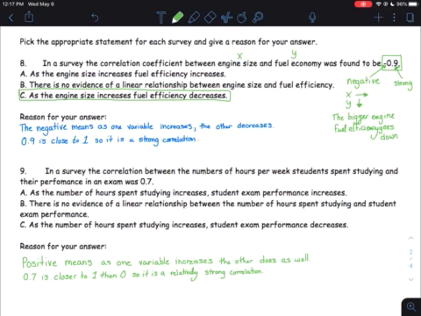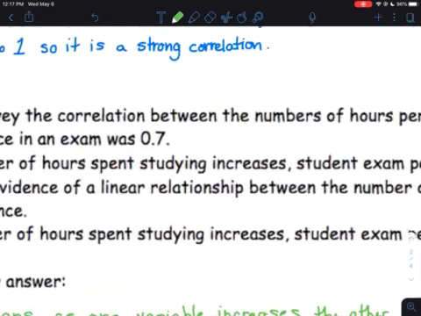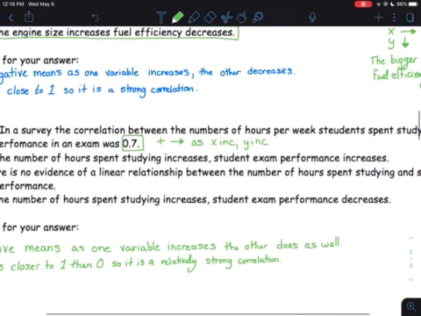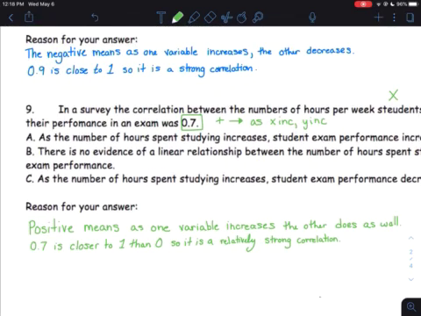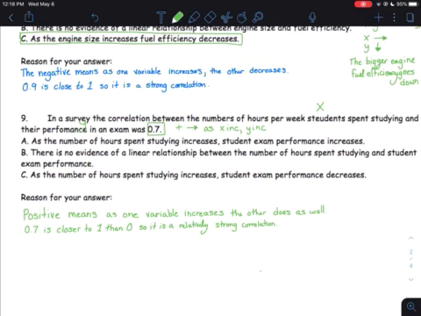All right. In the next one, in a survey, the correlation between the number of hours per week students spent studying and their performance in an exam was 0.7. And it gives us the 3 options. So before I even read these, I'm going to examine that 0.7. We're going to talk about what it means. So first of all, it's positive, which means as X increases, Y increases. And we're talking about number of hours a week students study being X, and the performance on their exam, which is Y. So as you study more, you do better on your exam.